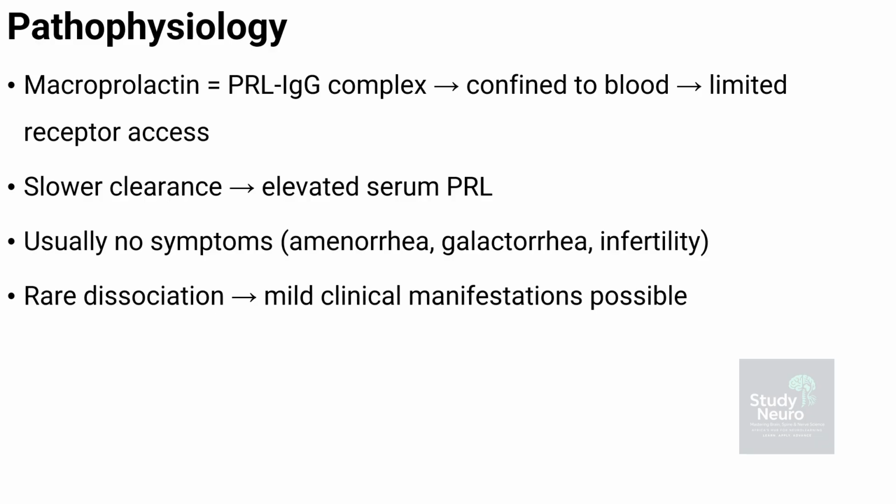In most cases, individuals with macroprolactinemia are asymptomatic and do not develop the classic features of hyperprolactinemia, such as amenorrhea, galactorrhea, or infertility. Occasionally, partial dissociation of prolactin from the IgG complex may occur, allowing small amounts of biologically active monomeric prolactin to interact with receptors. In such cases, patients may develop mild or intermittent clinical symptoms, which can further complicate the distinction between macroprolactinemia and true hyperprolactinemia.